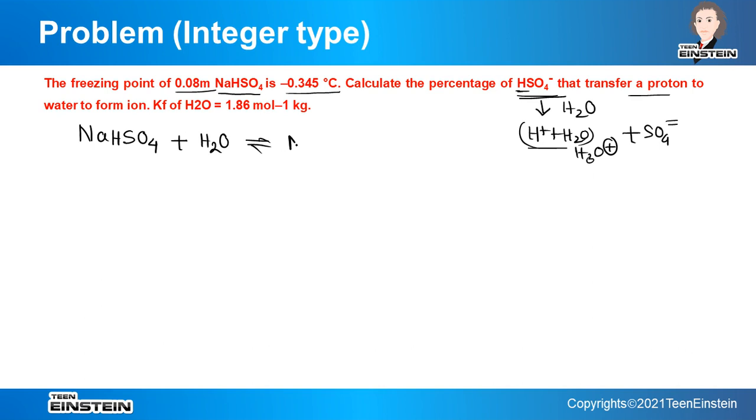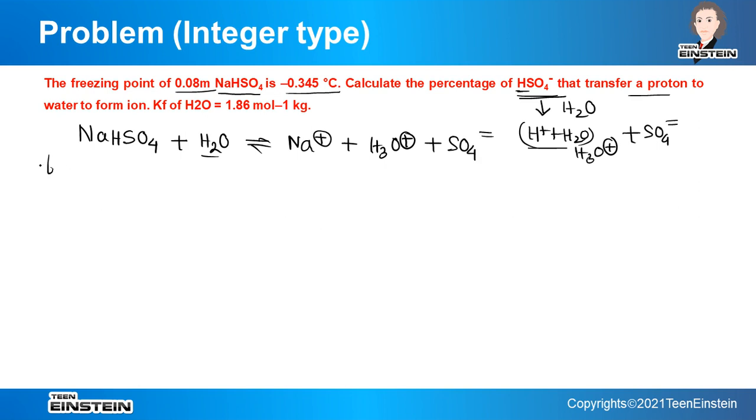So it will be Na plus. Suppose you have not written H2O, in that case you will write H plus, but as we have written H2O, we will write H3O plus and sulfate. So these will be the dissociation products.